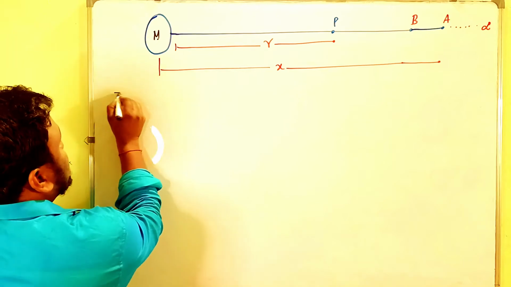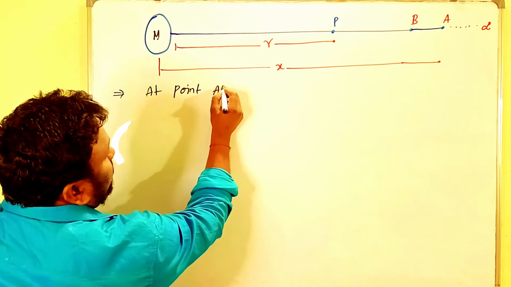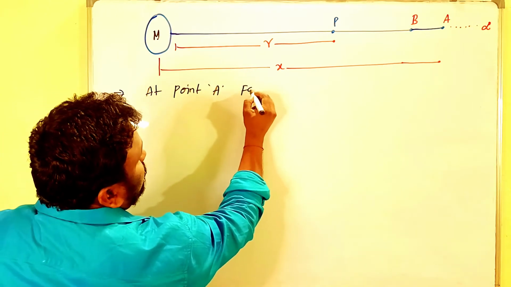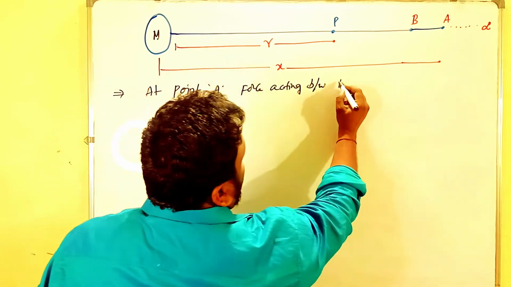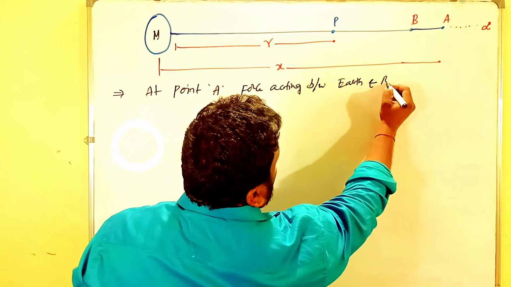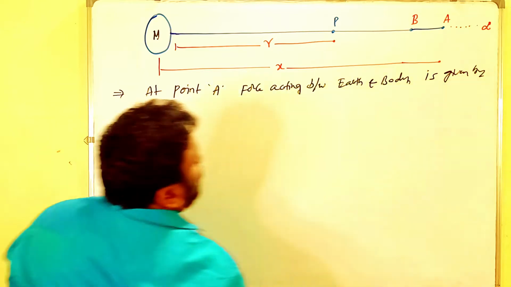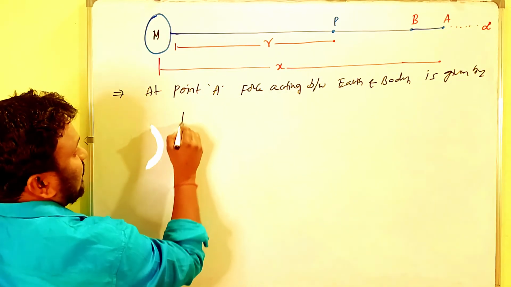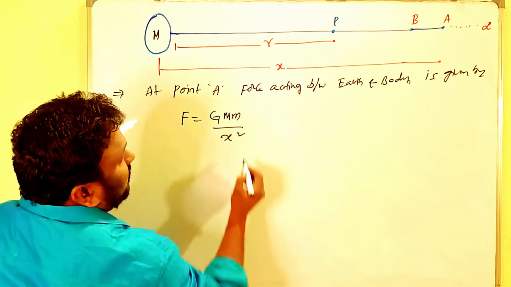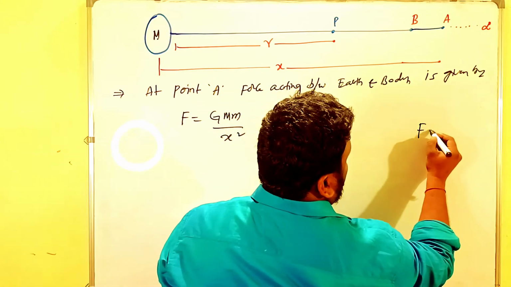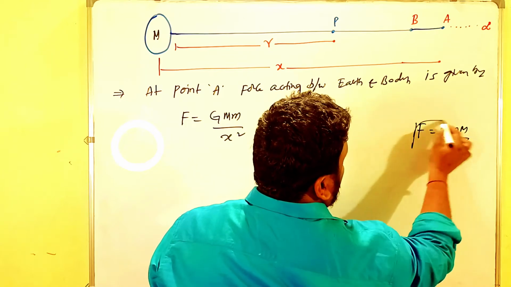For that, children, at the point A, the force acting between the earth and the body is given by the universal law of gravitation. What is it? F is equal to GMm by x square. What we know is F is equal to GMm by r square. This is the formula, the universal law of gravitation.